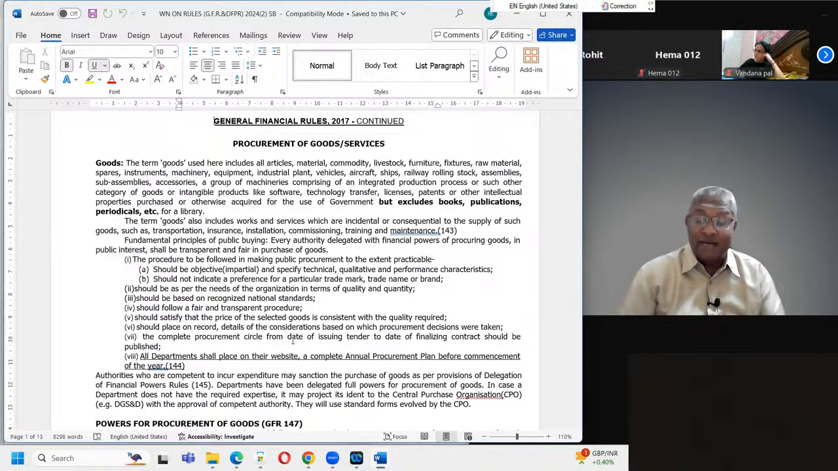for the use of government, but excludes books, publications, periodicals, etc. for a library. किस लिए इसको बाहर छोड़ दिया मेरे को पता नहीं है, लेकिन बुक्स पब्लिकेशन को ये लोग गुड्स में नहीं मानते हैं. खरीदते हैं, पेमेंट करते हैं, सब कुछ होता है, लेकिन for some purpose, maybe there is some purpose, but for exam purpose we have to remember, it is not coming under goods. The term goods also includes works and services which are incidental or consequential to the supply of such goods.